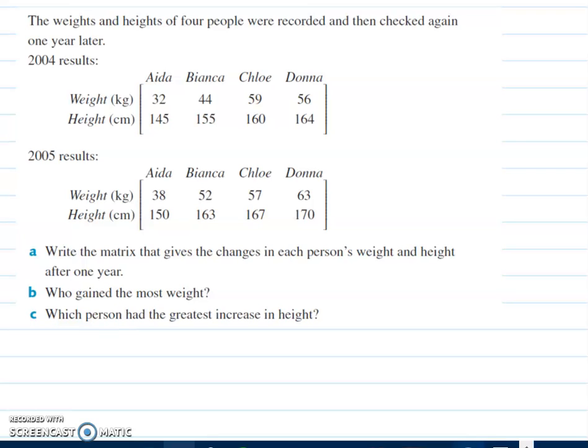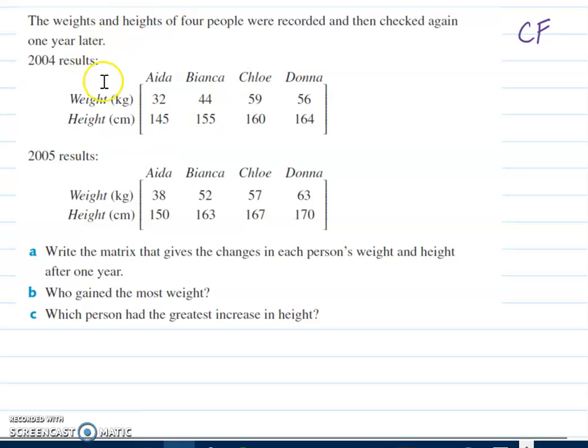We'll do an example of a matrix addition, a word problem. This would be classified as a complex familiar kind of question. Now, the weights and heights of 4 people were recorded and then checked again a year later.